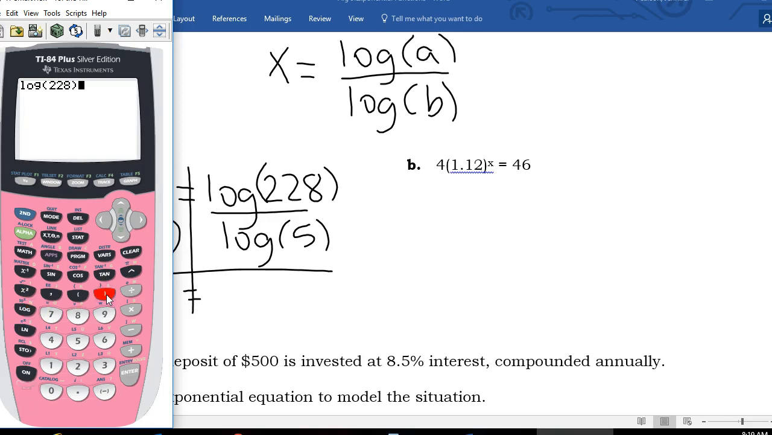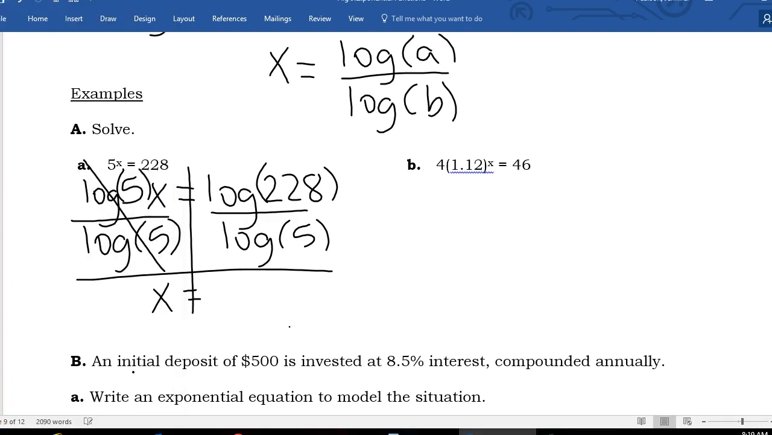Make sure you use the parentheses just like I wrote them. If you don't close that parentheses after the 228, your order of operations will read this incorrectly. My answer then is 3.37.